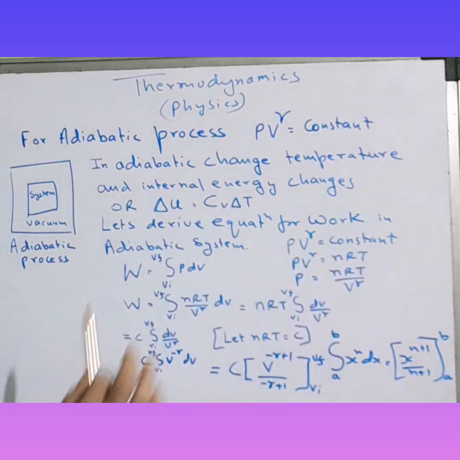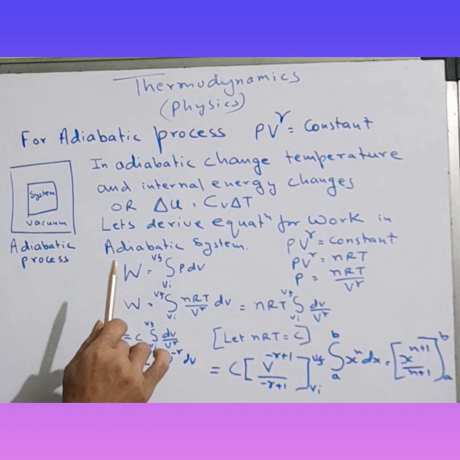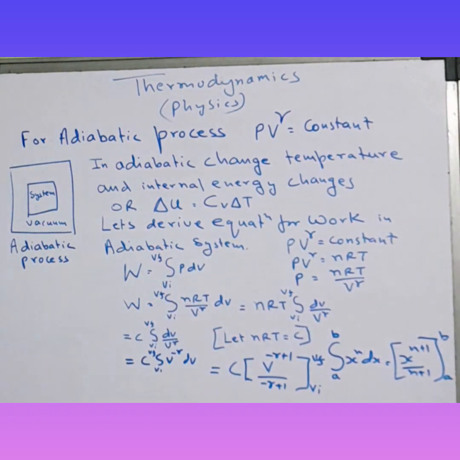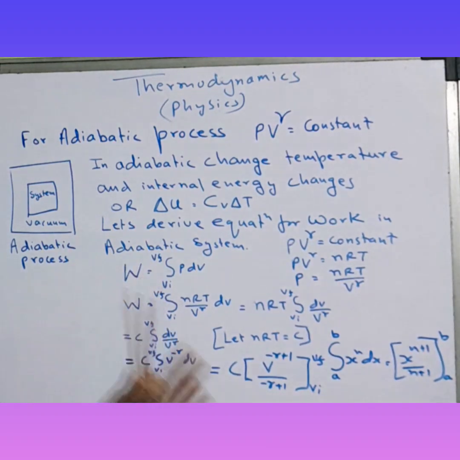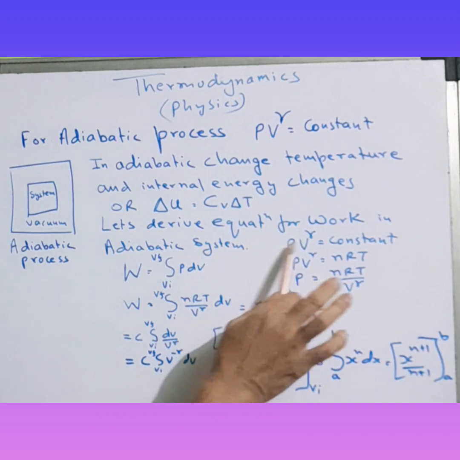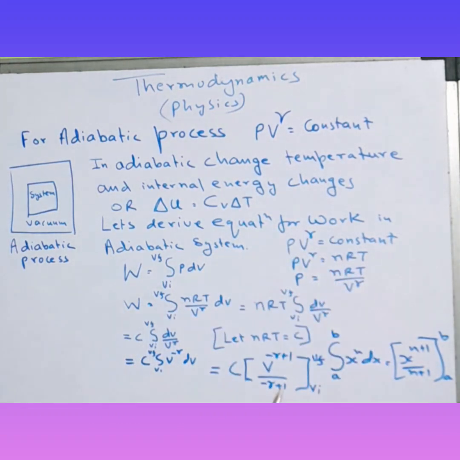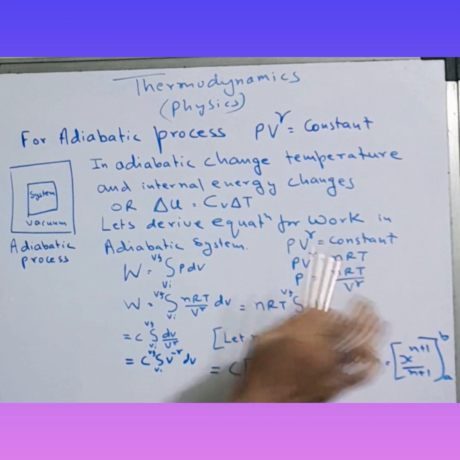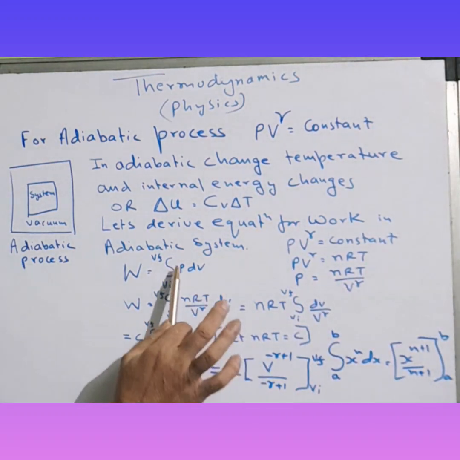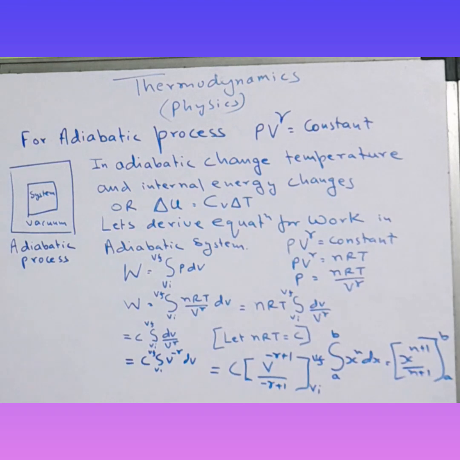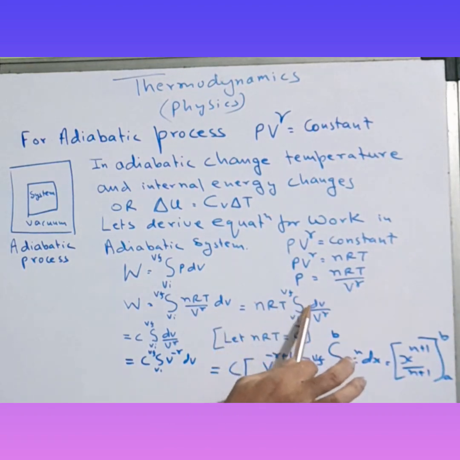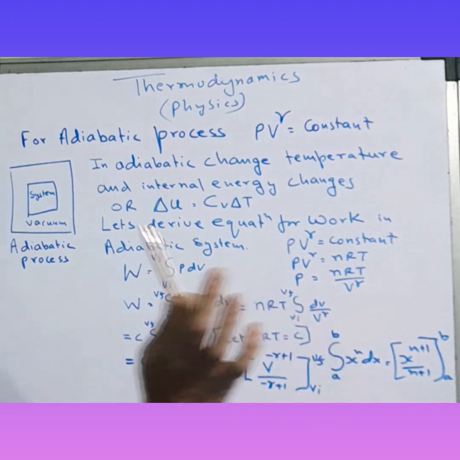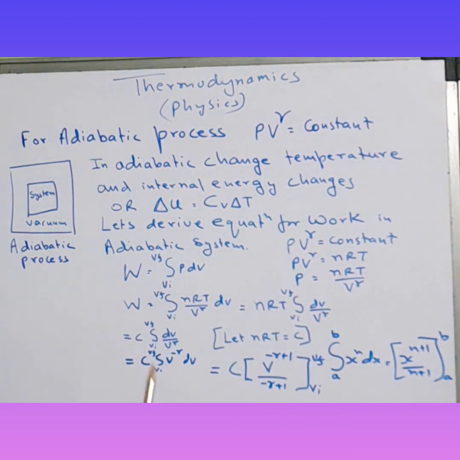Now let's derive the equation for work in an adiabatic system. Work we know is the integral of P dV, and we have got to integrate from initial volume to final volume. So PV gamma is equal to constant, and PV is equal to nRT, so P is equal to nRT over V raised to gamma. Instead of P, we substitute that over here. Now, by the rule of integration, whatever constant comes out of the integration, nRT is taken out, and dV over V gamma is what we require.